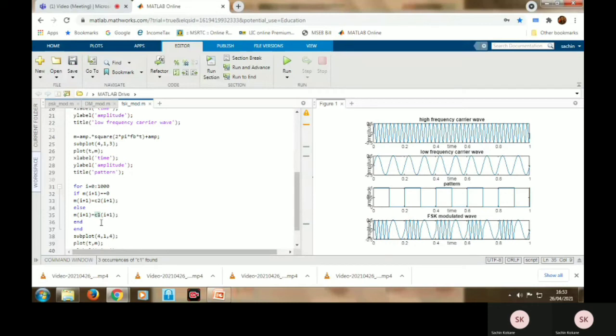This is what the logic means. Here we are going to check the sample value of the message signal. If the sample value of the message signal is 0, I'm sending a low frequency carrier. Otherwise I'm sending a high frequency carrier. And these are the end for the if, and the end for the for loop.